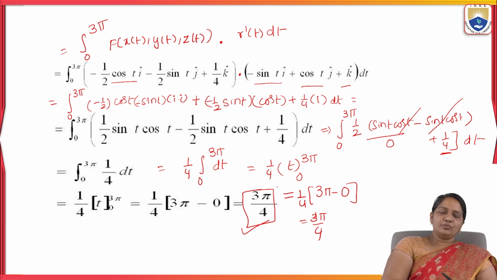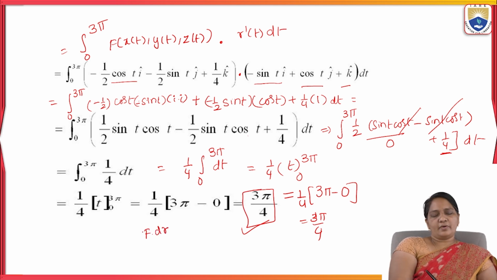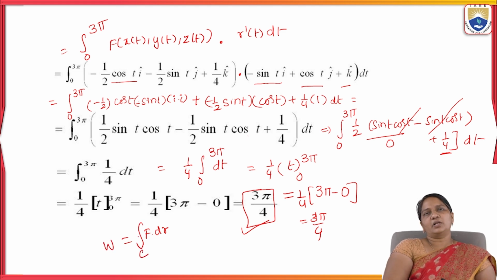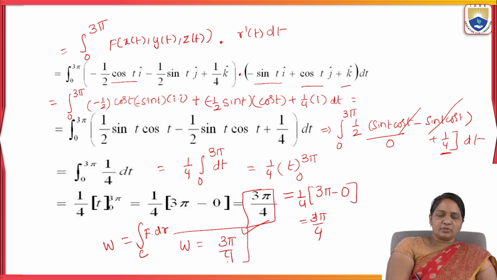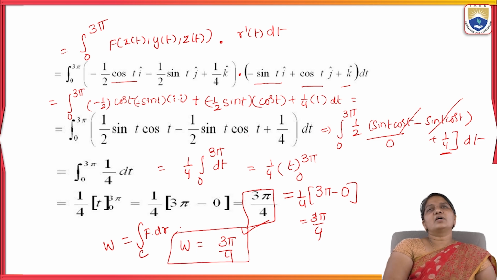So what we have to do first is calculate A dot dR bar. After that we can integrate along curve C. Then this will be equal to the work done. So the final work done W equals the value we got, 3 pi by 4. This is the way to calculate the given work done if they give the parameterization.